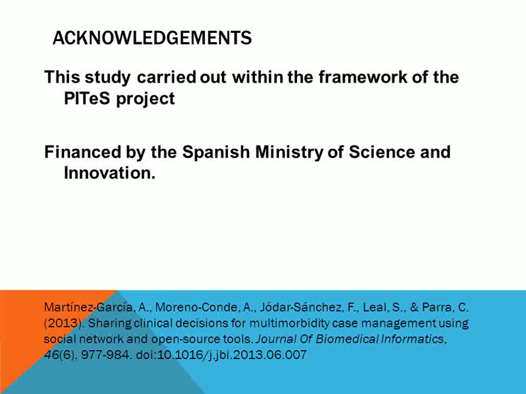In the acknowledgments section of the article, they acknowledge that the study was carried out within the framework of the PETIS project, which is financed by the Spanish Ministry of Science and Innovation.